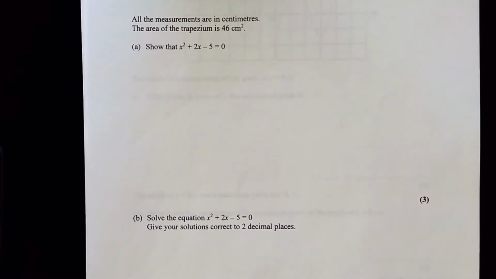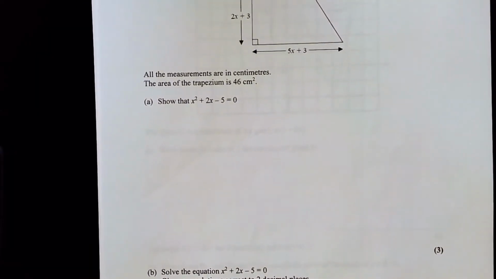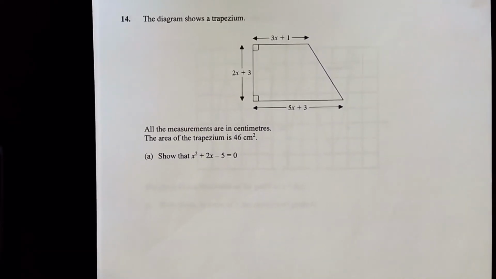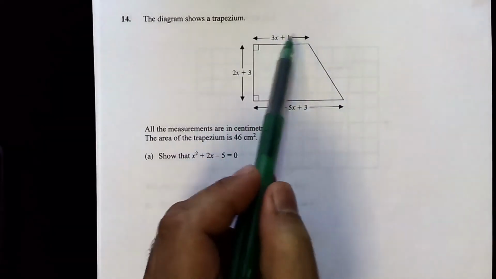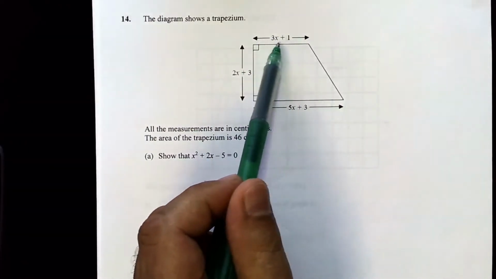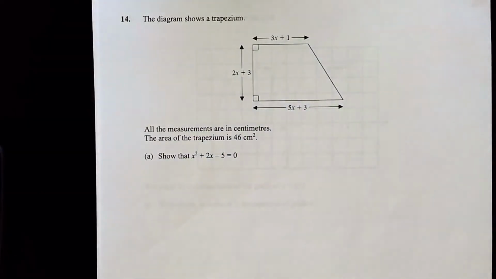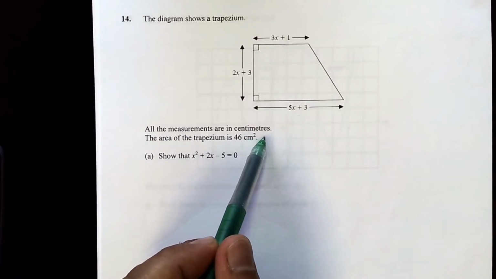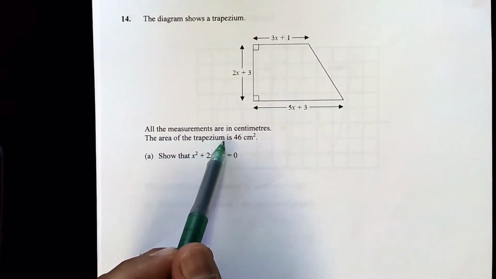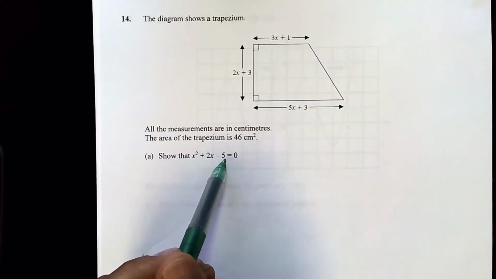Question 14. The diagram shows a trapezium, and here's a trapezium, and on the sides, the base and the two lengths and the height are given in algebra. All of the measurements are in centimeters. The area of the trapezium is 46 centimeters squared. Show that x squared plus 2x minus 5 equals 0.